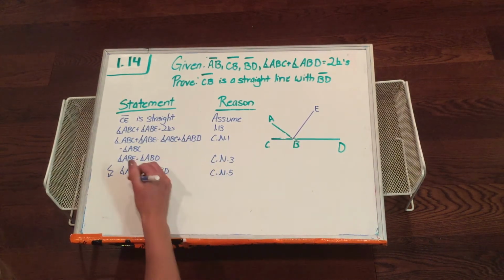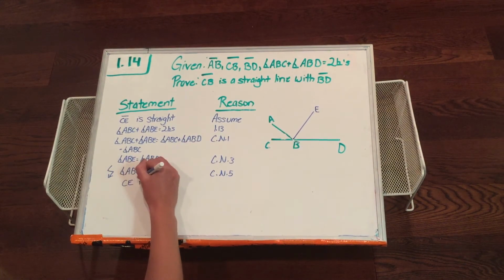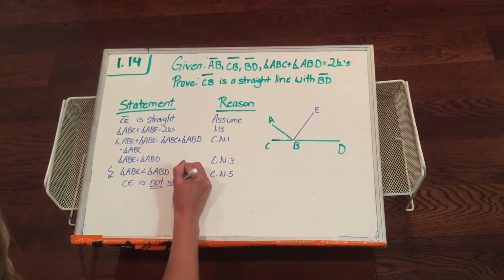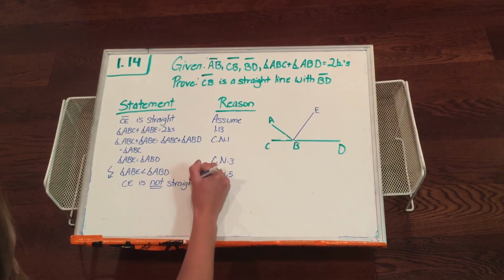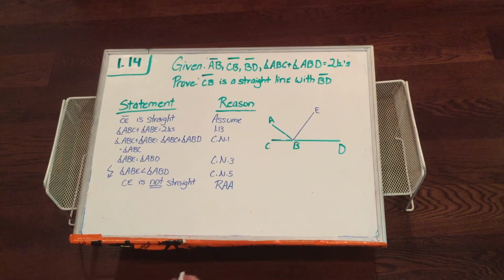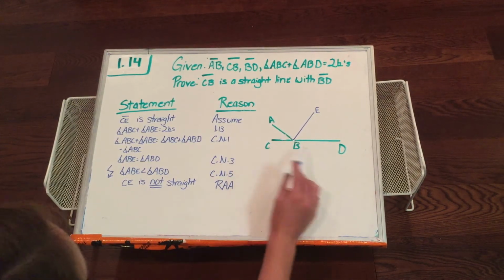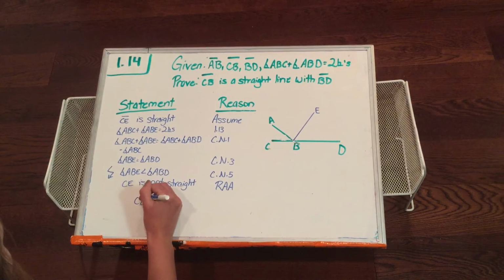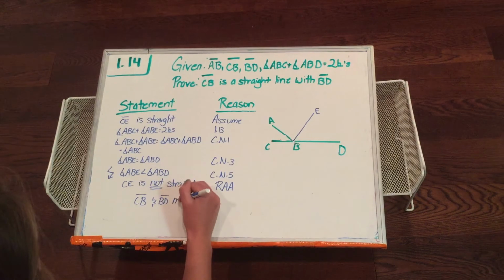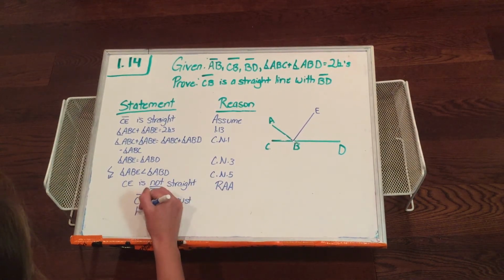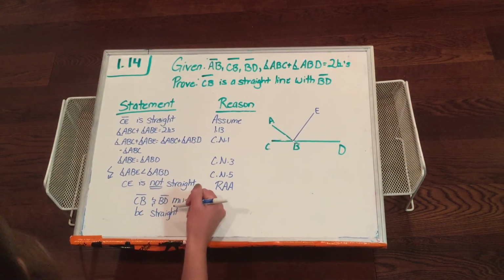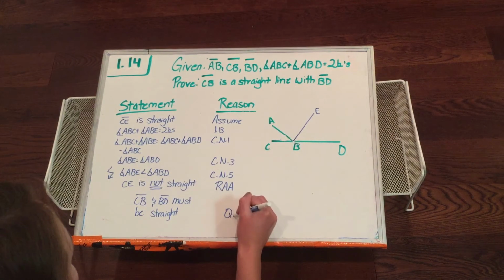And so you know that CE is not the straight line, because of the reductio ad absurdum. And so you know that by doing that, CB and BD must be straight. And that is how Euclid solves Proposition 14.